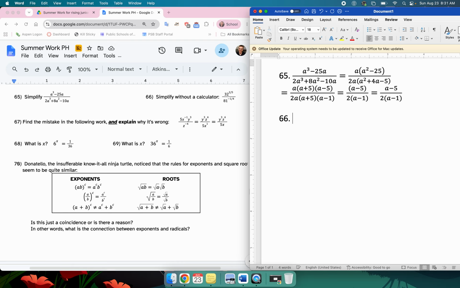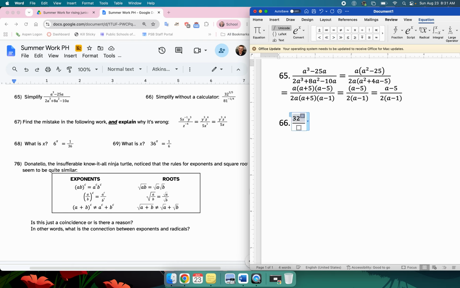66, we are simplifying the expression 32 to the 2/5 over 81 to the negative 1/4. Well, the first thing I would say is this 81 to the negative 1/4, it's a negative exponent, so you can bring it upstairs and make the exponent positive. There's nothing left in the denominator when you do that. I wrote a 1 just for fun. There's not really any need. Obviously, you can just write 32 to the 2/5, 81 to the 1/4.